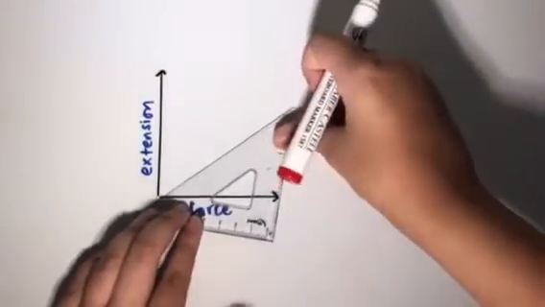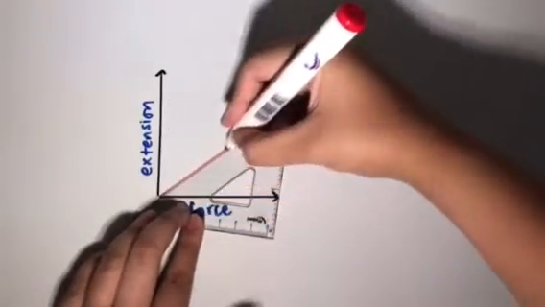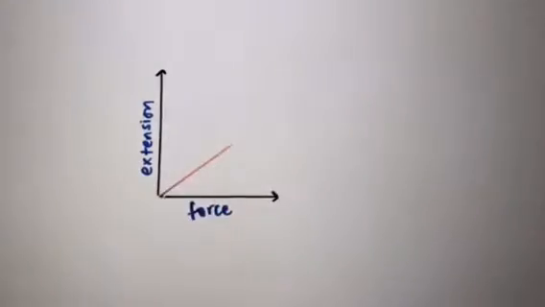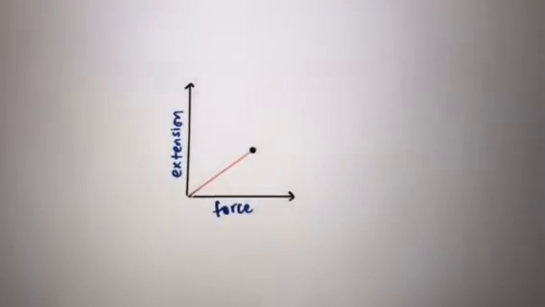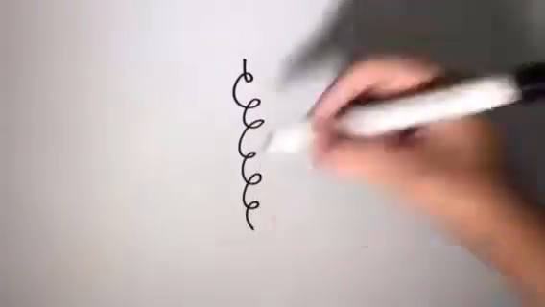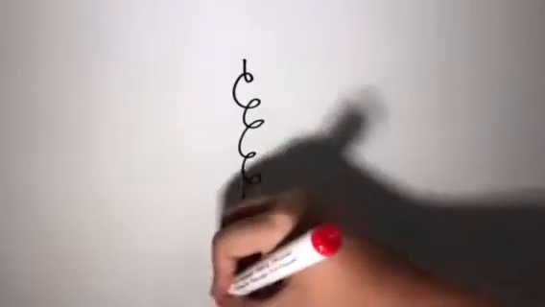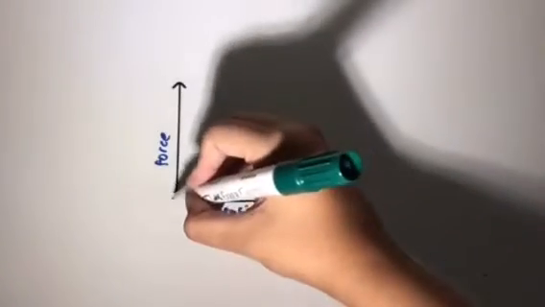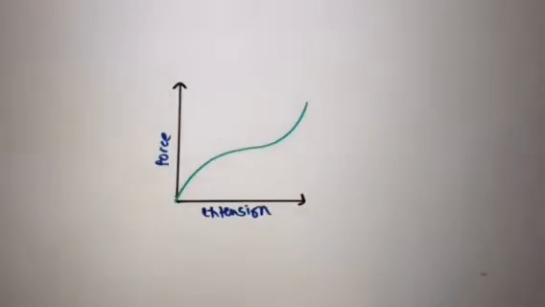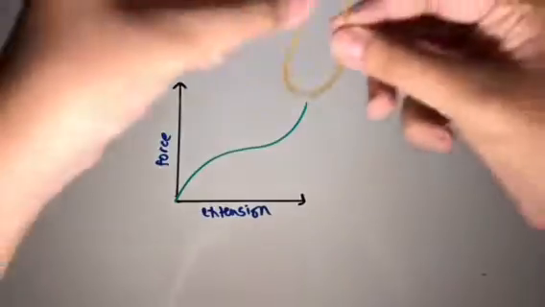Extension is directly proportional to the force. This means the graph goes through the origin. However, if the elastic limit is crossed, the relationship becomes non-linear. When the elastic limit is crossed, even if the force is removed, the extension will remain. This is called inelastic distortion. However, there are other objects, such as rubber bands, which have non-linear relationships between the force and extension.